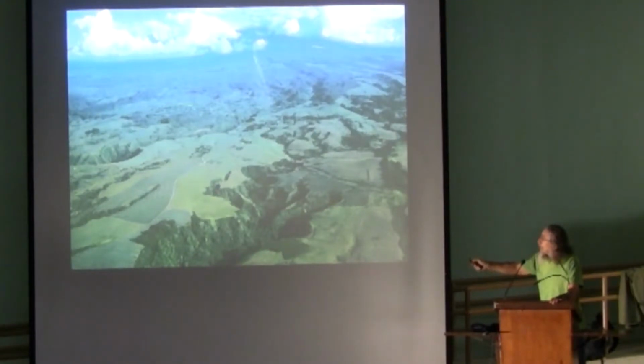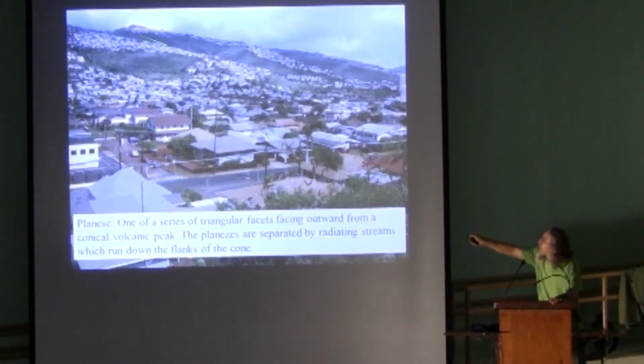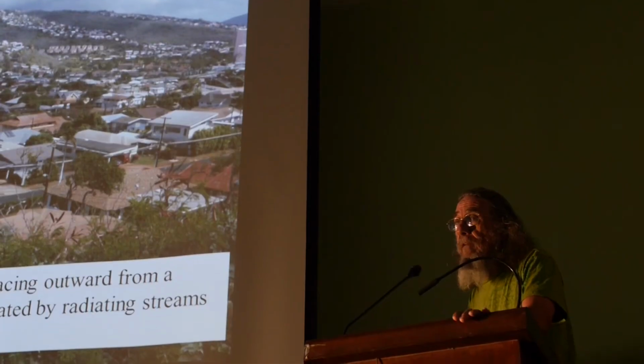So these things are called plainese, and you can see they're used for agriculture, and they're also used for building houses. This is from the field trip. You can see up here, you can build houses on these flat remnants of the original volcanic structure.